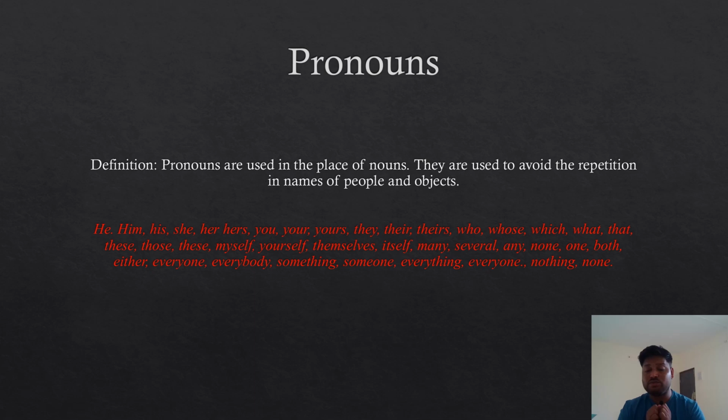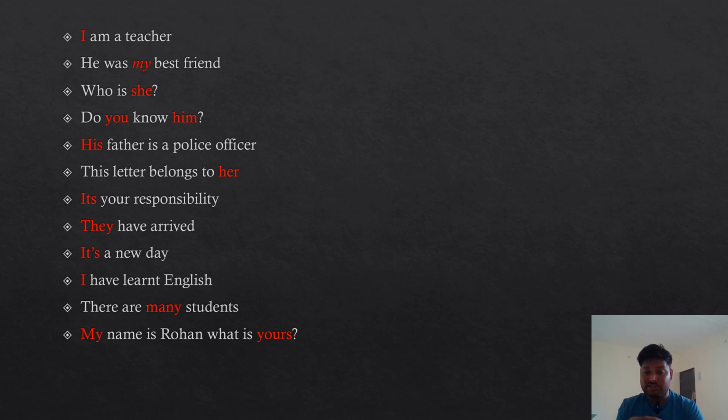Let's look at the use of pronouns in some sentences so that you will have some clarity on this. The first sentence goes like this: I am a teacher. My name is Rahul. So instead of saying Rahul is a teacher, I'm just saying that I am a teacher. I'm just referring to the person whose name is Rahul, that is me. Since I am the first person, the person who is talking, the speaker, I'll be using I for me.